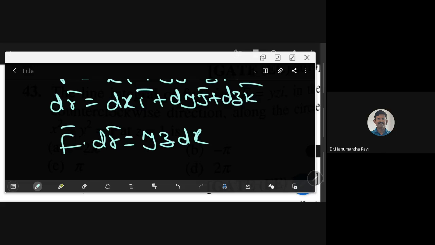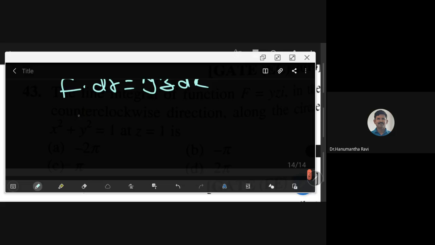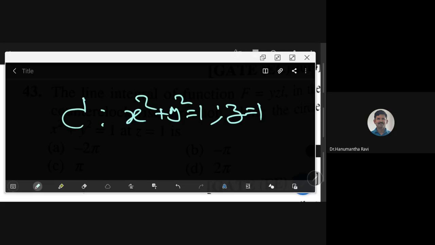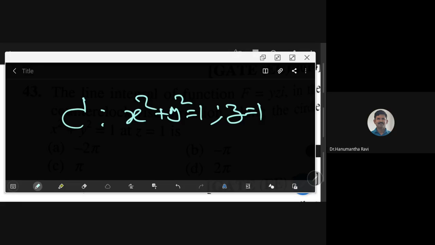Now see, what is the curve we have to see? Because we need to evaluate f bar dot dr bar along the curve C. So what is this C is the natural question. You have to see, your C is like this. You have x square plus y square equals 1. On the other hand, z is 1.